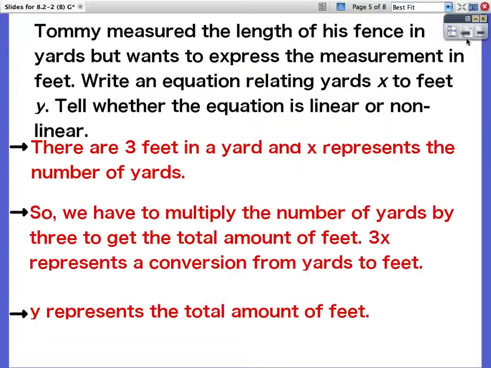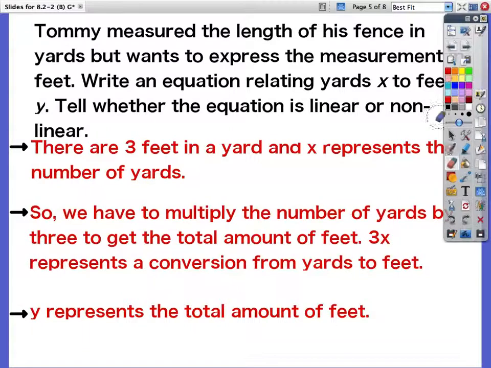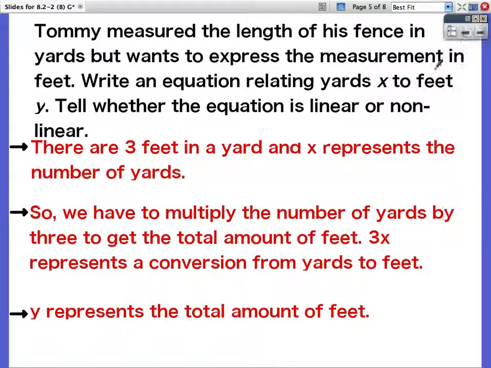And so one quick strategy for you, when you're going through problems like this and you're trying to write an equation, pay special attention to what it says for y, and pay special attention to what the problem says x should be. And then use your own logic to put them together. You already know there are 3 feet in a yard. And so what you can do is some trial and error. You can go, okay, y equals 3x. Plug in some numbers and see if it makes sense.